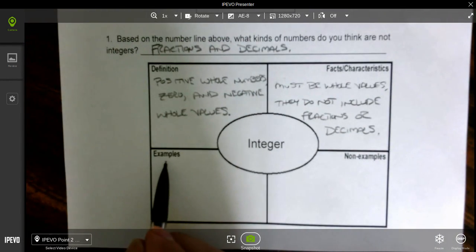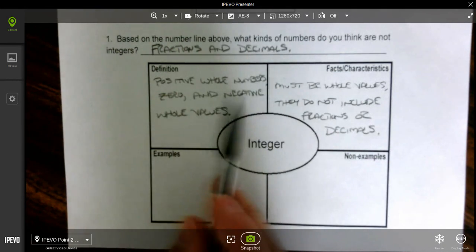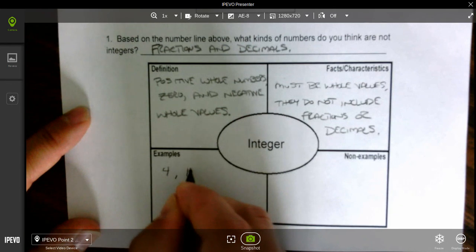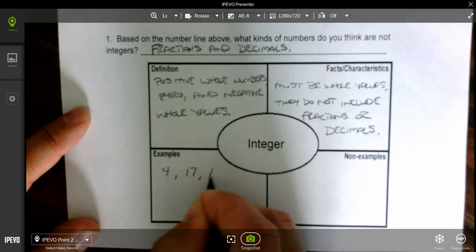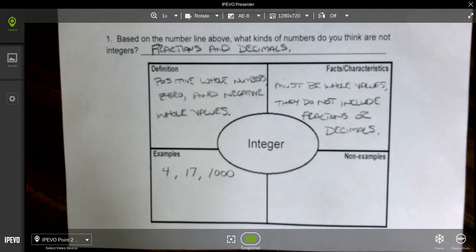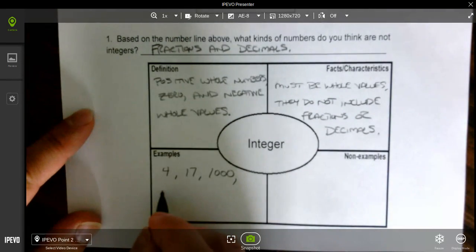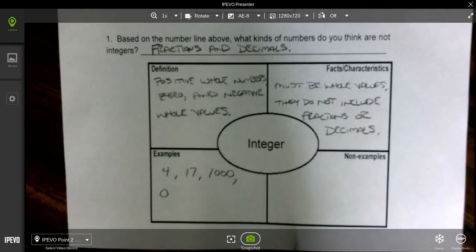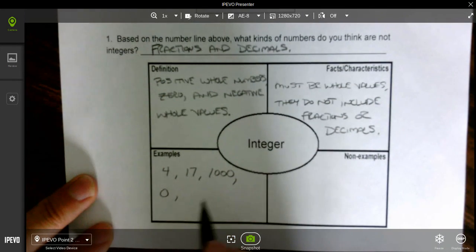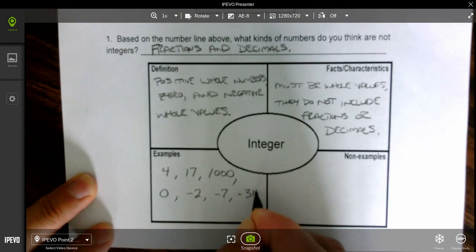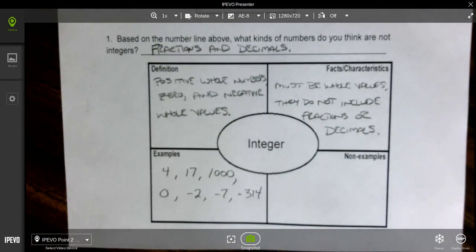For examples of integers, again, it can be positive whole numbers. So that can be numbers like 4 or 17 or 1,000. 0 is an integer, so we should put that one in our list as well. And then negative whole values, so numbers like -2, -7, -314. All of those are good examples of integers.